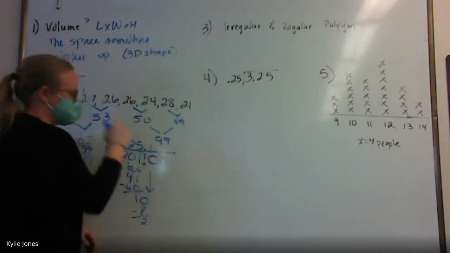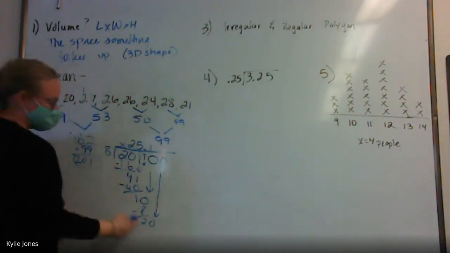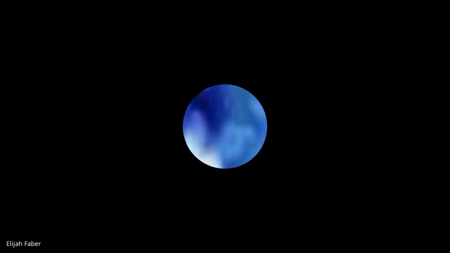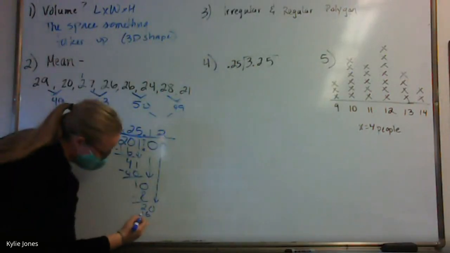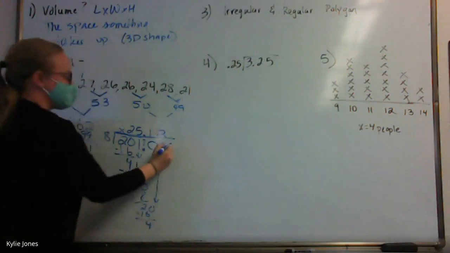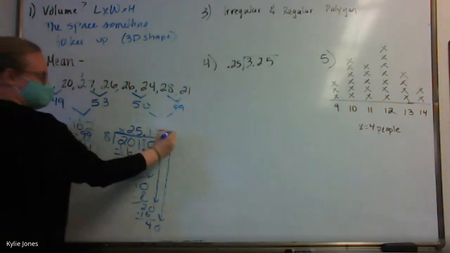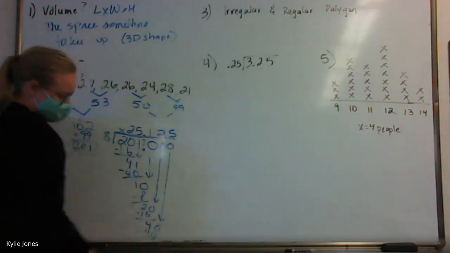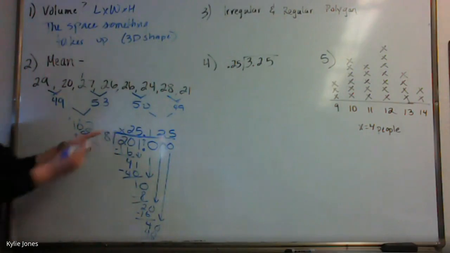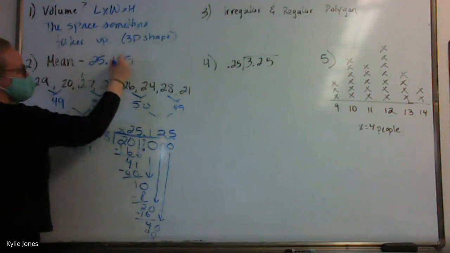How do you know? Because I can do it quickly in my head. If we drop down another 0, does 8 go into 20? Yes, 2 times. And we get 16. Subtract and get a 4. Add one more 0. Does 8 go into 40? Yes, 5. 25.125. Good. It goes in evenly. So our mean here is 25 and 125 thousandths.